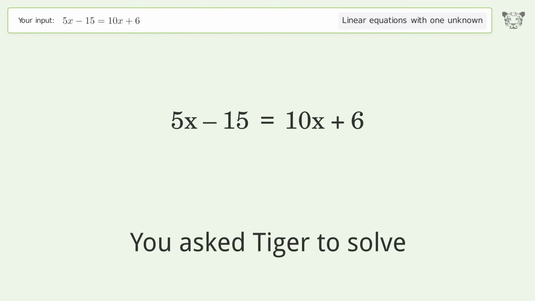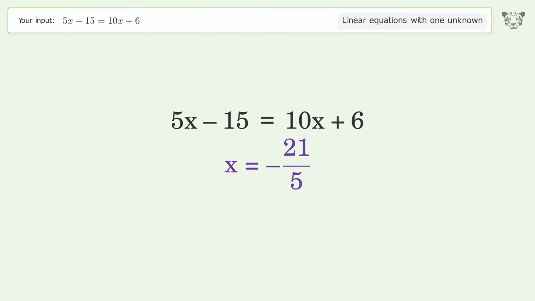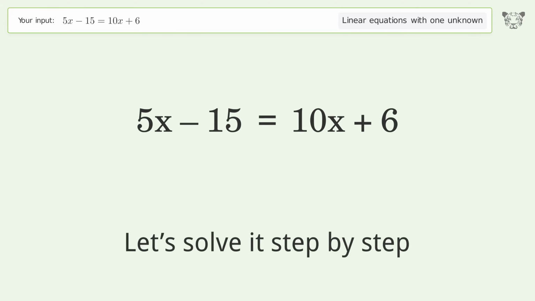You ask Tiger to solve this. This deals with linear equations with one unknown. The final result is x equals -21/5. Let's solve it step by step.